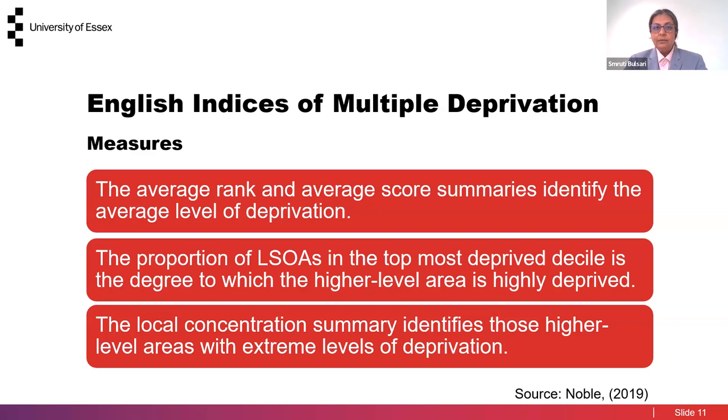Second is the proportion of LSOAs in the most deprived decile across the country, which is the degree to which a higher level area, for example a local authority district, is highly deprived. And third is the local concentration summary, which identifies again the higher level areas which have extreme levels of deprivation. Now, for my research, I have largely made use of the average score and the proportion of LSOAs in the most deprived decile.